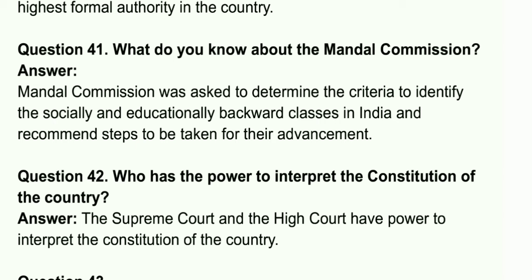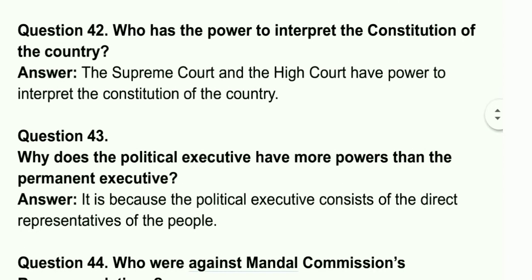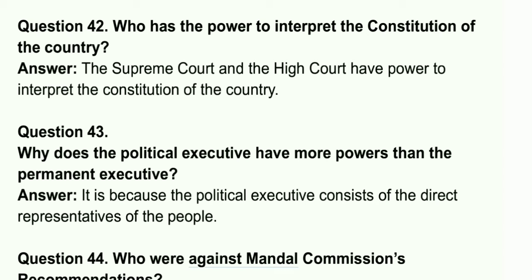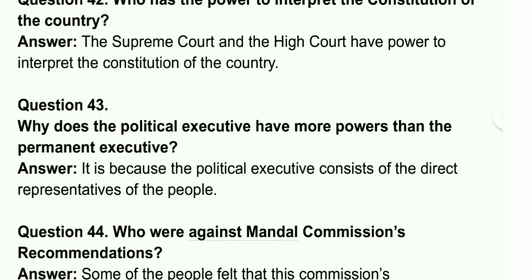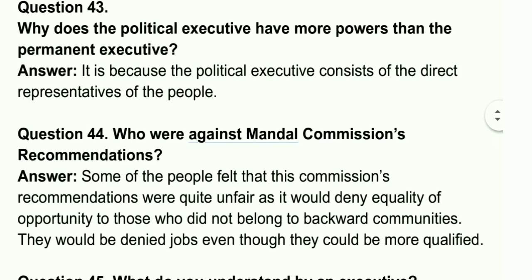Answer: Mandal Commission was asked to determine the criteria to identify the socially and educationally backward classes in India and recommend steps to be taken for their advancement. Next question: who has the power to interpret the constitution of the country? Answer: the Supreme Court and the High Court have power to interpret the constitution of the country. Next question: why does the political executive have more power than the permanent executive? Answer: it is because the political executive consists of the direct representatives of the people.